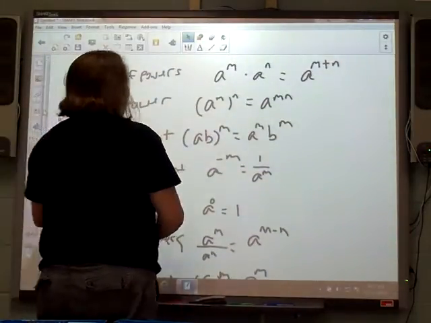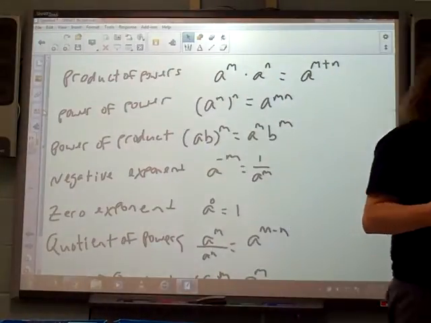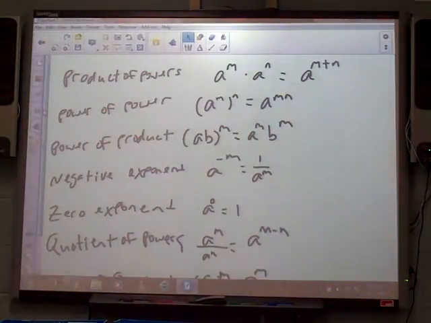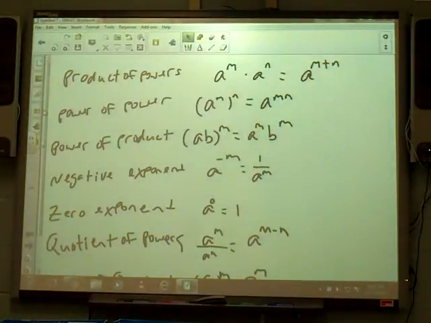All right, these are the power rules that we're going to start off with today. I'll scroll up so you can see the last ones at the bottom in a second. We've got the product of powers, power of a power, power of a product, negative exponent, zero exponent, quotient of powers, and then the last one that you can't see is power of a quotient.